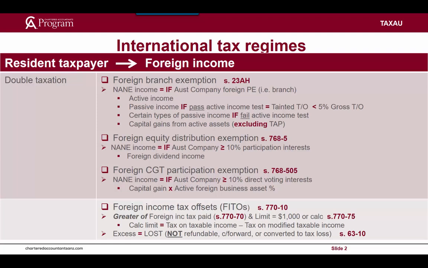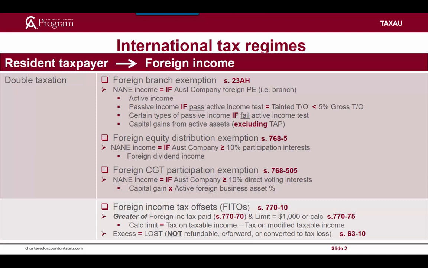An important point to note is that Section 23AH applies to income from offshore investment by an Australian company via a foreign branch structure, while Sections 768-5 and 768-505 apply to offshore investment by an Australian company using a foreign company structure. Broadly, these two provisions work together to give a similar outcome to that of a foreign branch.